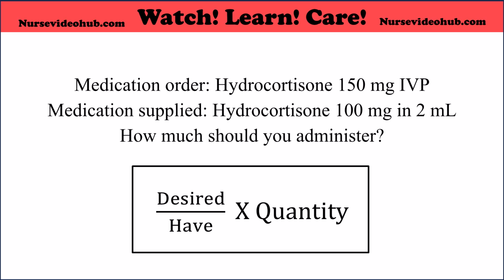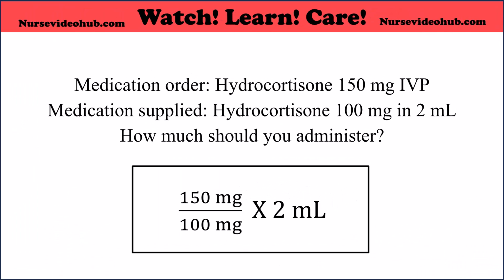The medication order is hydrocortisone, 150 milligrams IV push. The medication supplied is hydrocortisone, 100 milligrams in 2 milliliters. How much should you administer? The quantity or form of the medication is 2 milliliters. Place that in the formula. The desired or prescribed amount is 150 milligrams of hydrocortisone. Place that number in the formula for the desired dose. The dose you have available is 100 milligrams. Place that in the formula.